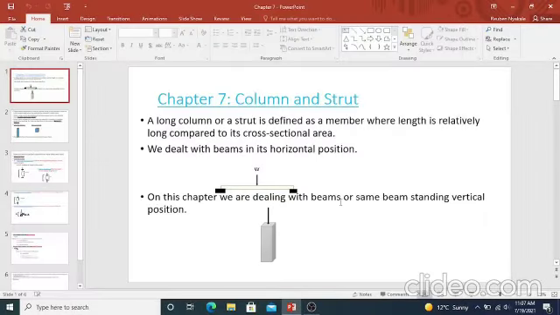Good day, good people. Let us look at chapter 7, columns and struts. I want to believe that you've already gone through the columns and struts, and we are done with chapter 6, and we are okay with it, and we can answer any question regarding chapter 6.